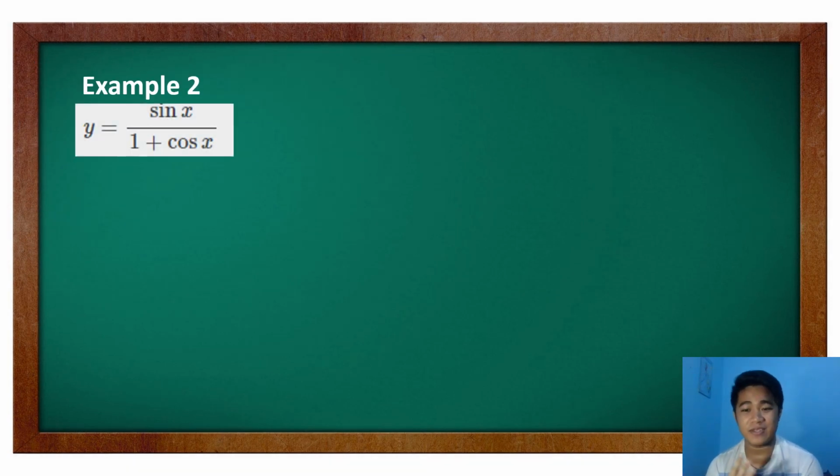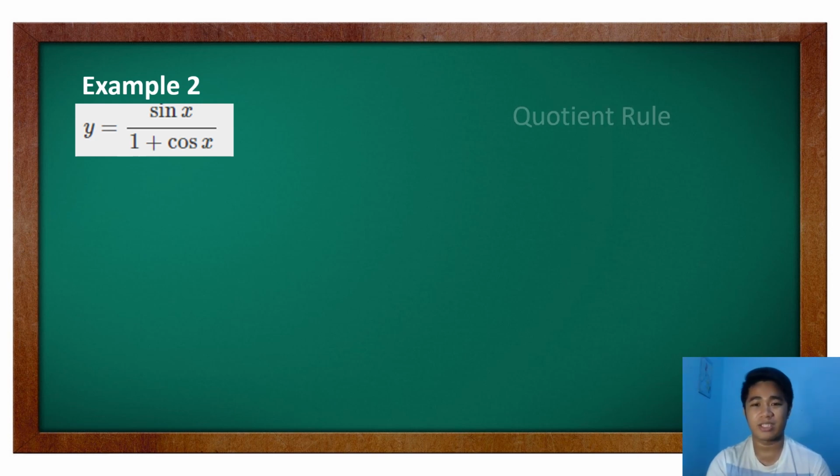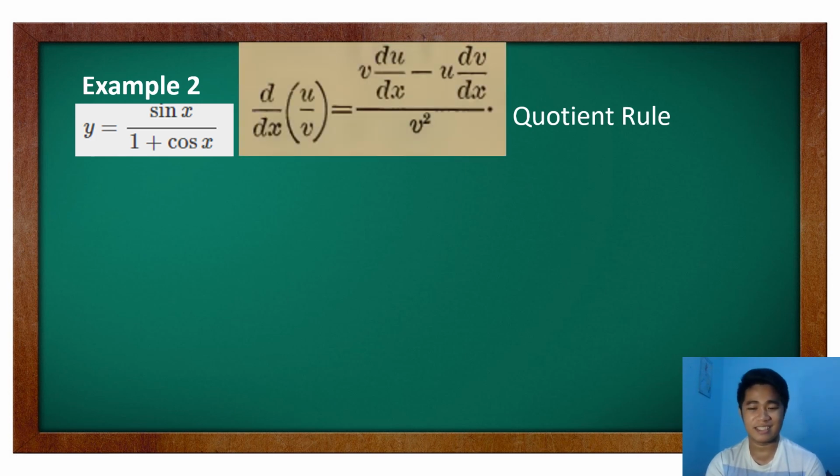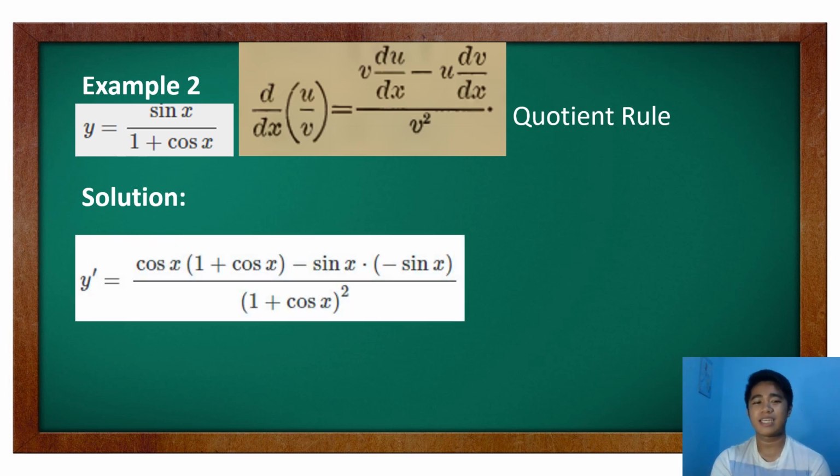So on our second problem, we have y equals sine x all over 1 plus cos x. Previously we multiplied, so we used the product rule. In this case, we are dividing, so we will be using the quotient rule, all right? And the formula for the quotient rule is just this one, where our numerator is u and our denominator is v, all right? So the solution for this is y prime, or dy over dx, equals cos x times 1 plus cos x, minus sine x multiplied by negative sine x, all over v squared, which is 1 plus cos x squared.